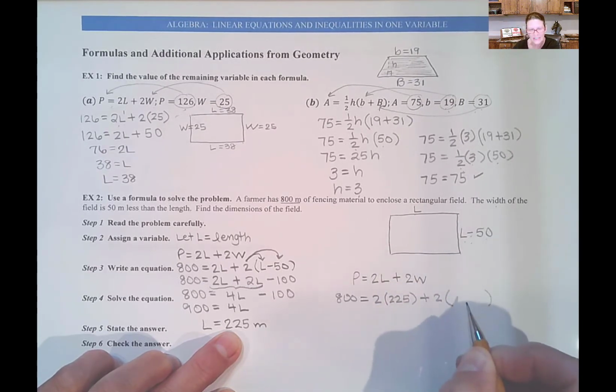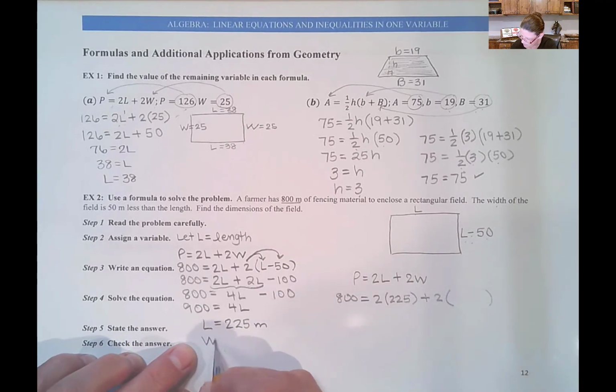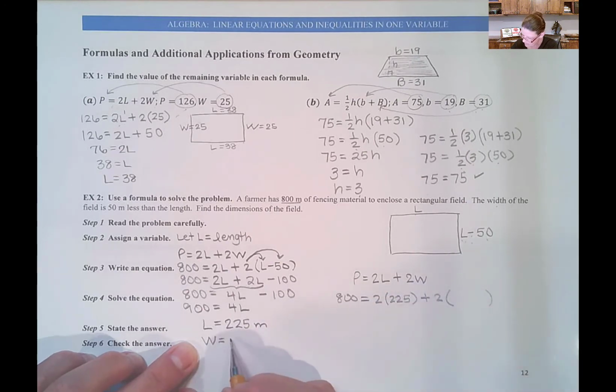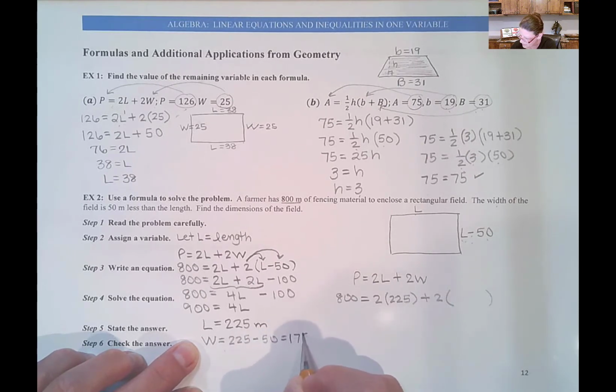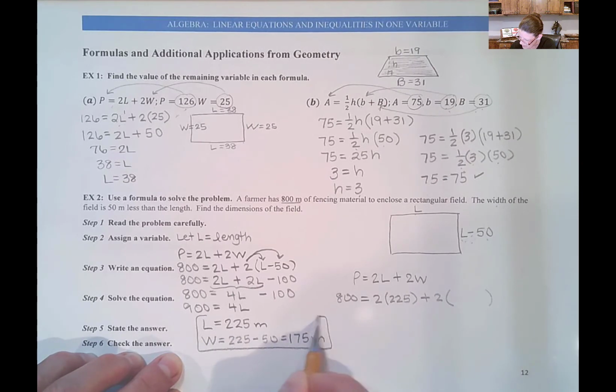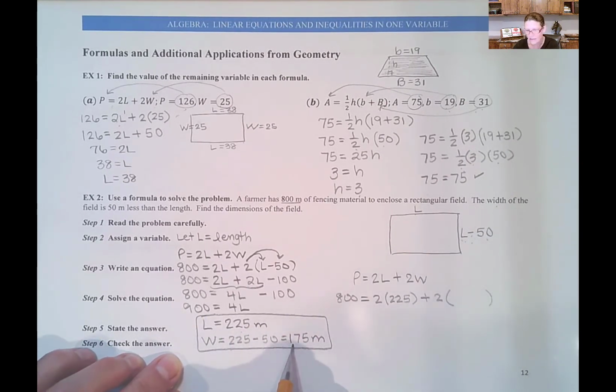Now we do actually need to determine the width as well, don't we? Okay, we know that the width is the length minus 50. So it is 225 minus 50, or 175 meters. Make sure that we answer the question asked. Length 225, width 175.